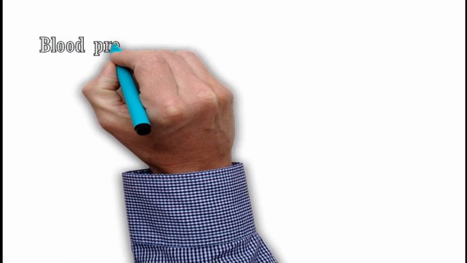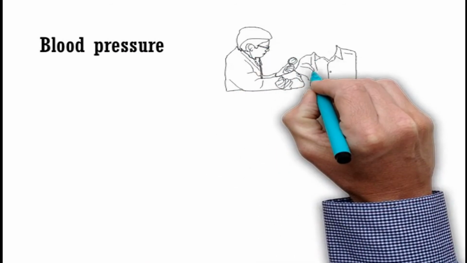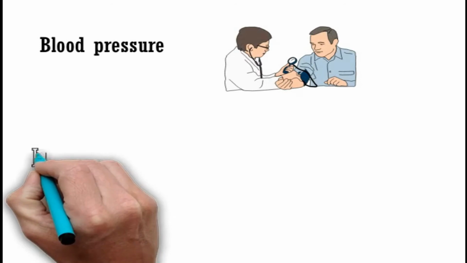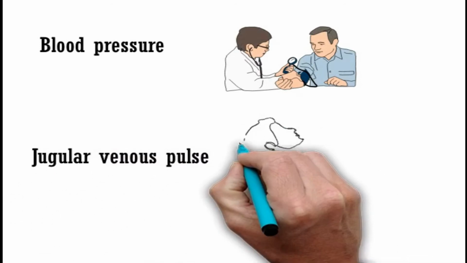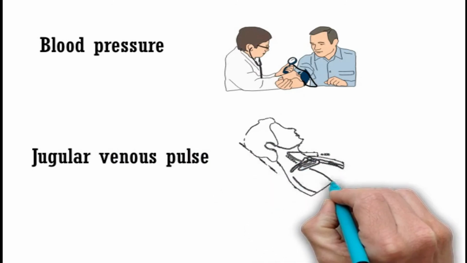Then blood pressure, which is very important to measure for the cardiovascular system examination. Measure the jugular venous pressure very carefully. You can see a video link provided here.